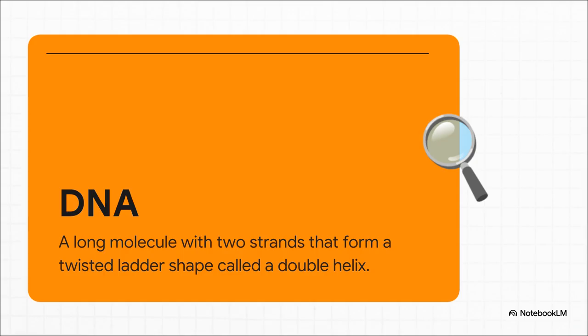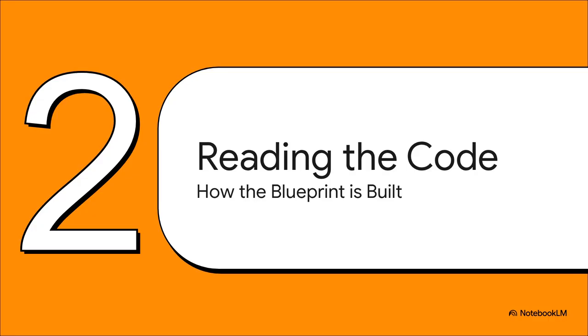So, okay, we've found the code, but now the crucial question is, how does the cell actually read the thing? I mean, a blueprint is totally useless if no one can read it, right? So how does the cell take this static DNA code and turn it into the dynamic, living stuff of life? Well, it uses a really sophisticated system to build something called proteins. Think of the DNA as the master recipe book, and it's locked away in the nucleus for safekeeping.